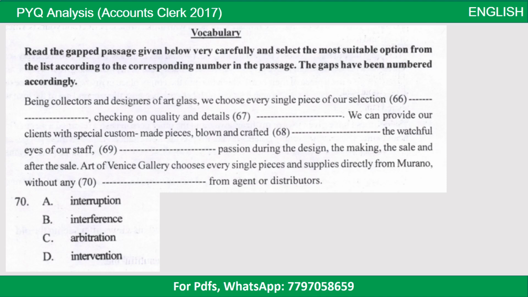Now if you look at option A, interruption. Interruption means putting a stop to something, causing an obstruction, and it is often used in a negative sense. And if you see option B also, interference means to interfere between two people in a negative manner. Option C, arbitration is a legal process where disputes are settled between any two parties. I don't think option C is appropriate here. And option D, intervention means to come in between something. So companies, when they pitch, will tell you that no agents or distributors are going to come in between our trade. So the most appropriate option here would be option D, intervention.